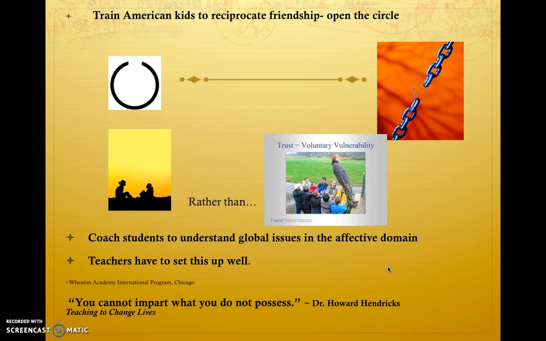We can model it in our classrooms with the groups that we set. We can model it when those groups of students are always hanging around us, and then we see the international student nearby, to include them and ask them their opinion, their insight, how they do it in their culture, those types of things. You have to model it for these kids because they truly don't know how to do it. They think that being friendly is enough. I love this quote by Dr. Howard Hendricks: "You cannot impart what you do not possess." So we need to model that.